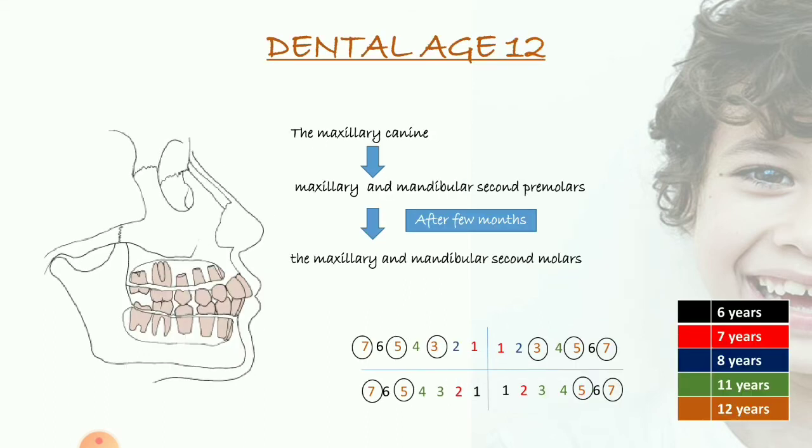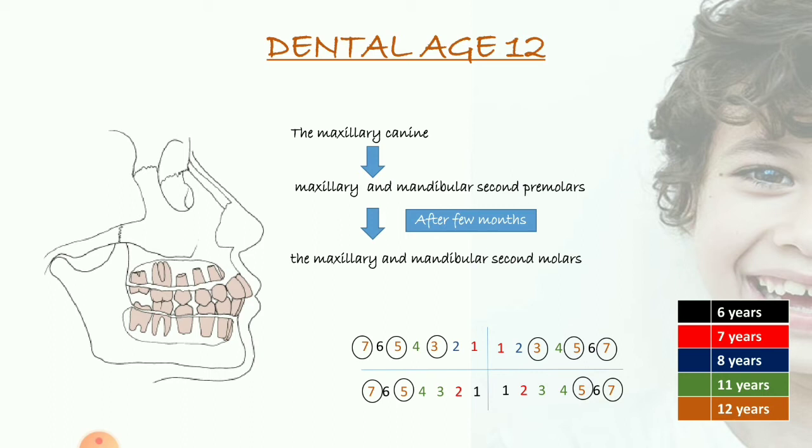Moving on to dental age 12. So at the age of 12 the remaining permanent teeth erupt into the oral cavity. In the maxilla the remaining permanent teeth are maxillary canine, maxillary second premolar and maxillary second molar, whereas for the mandible the remaining teeth are mandibular second premolar and mandibular second molar. So all these teeth erupt at the age of 12.